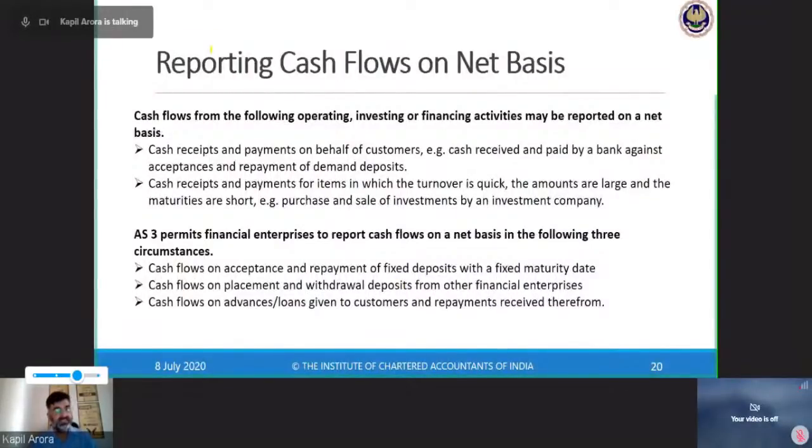As I mentioned earlier, every item should not be netted off. Every item should be shown on the gross value. But some items can be netted off. They are allowed to be netted off when and only when... For example, cash received.